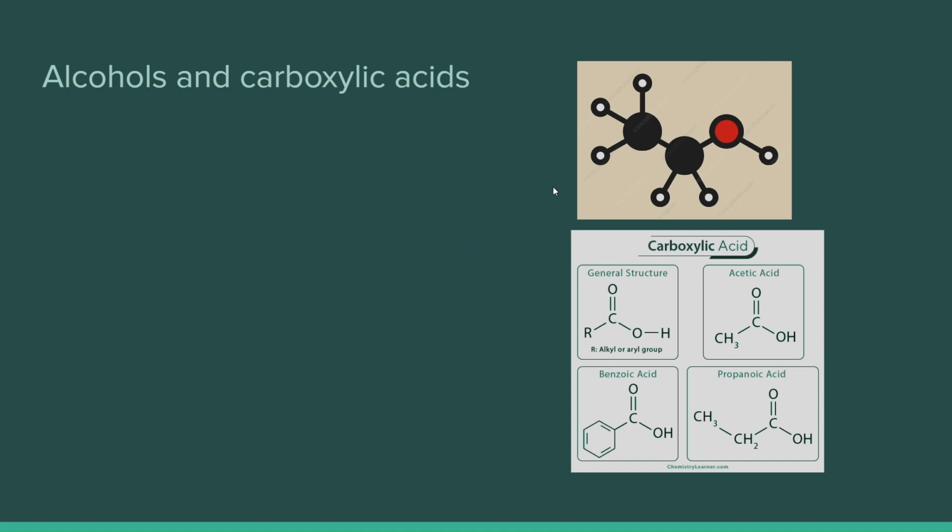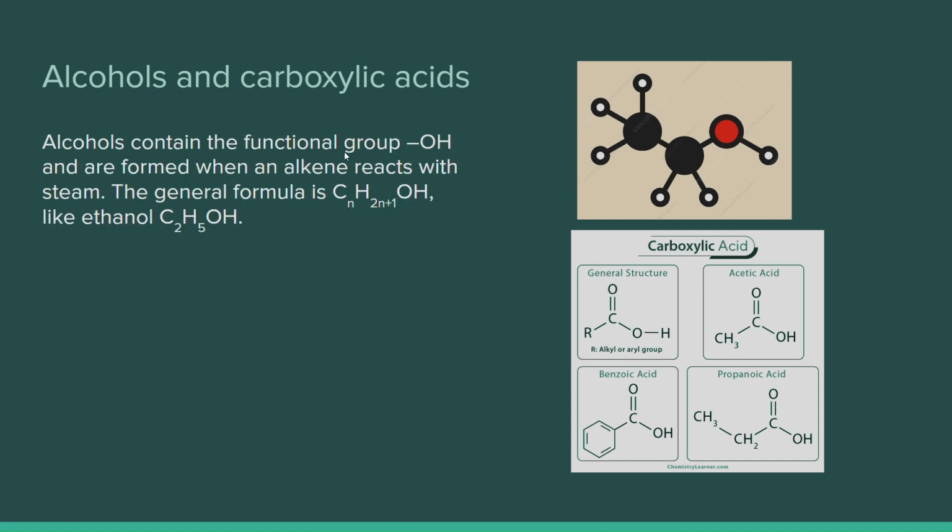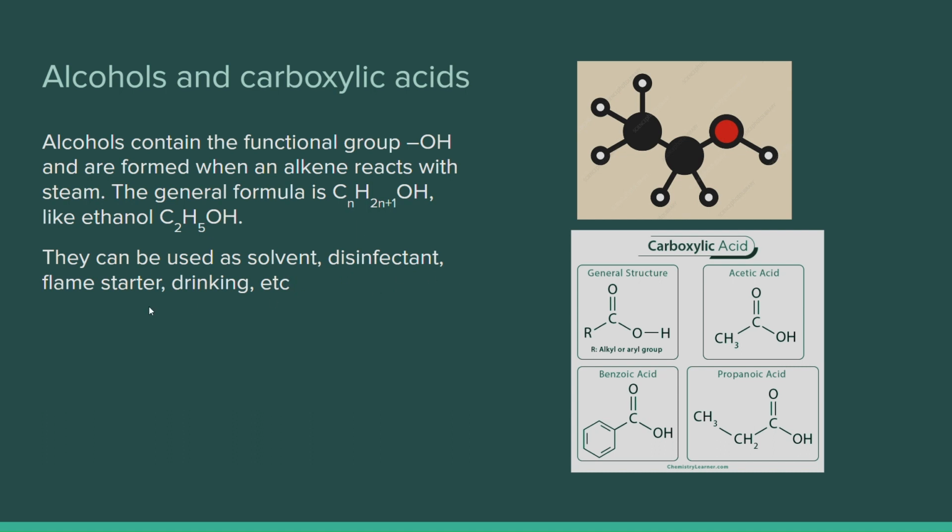So alcohols and carboxylic acids. Alcohols contain the functional group OH, and they're formed when an alkene reacts with steam. The general formula is CnH2n+1OH, like ethanol, C2H5OH. They can be used as solvent, disinfectant, flame starter. Ethanol can be mixed with things for drinking. Generally, that one's produced from fermentation.